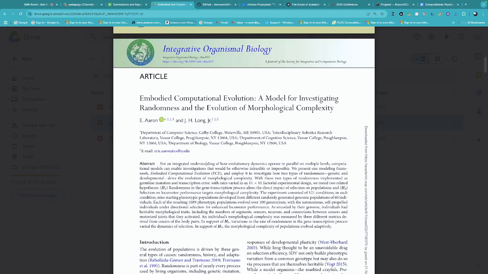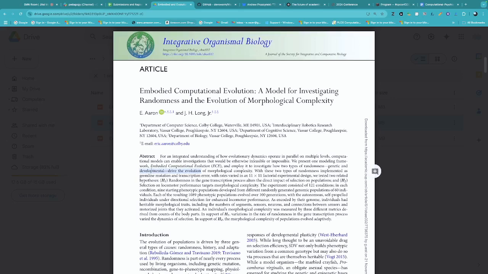So the abstract reads, for an integrated understanding of how evolutionary dynamics operate in parallel on multiple levels, computational models can enable investigations that would be otherwise infeasible or impossible. We present one modeling framework, embodied computational evolution, or ECE, and employ it to investigate how two types of randomness, genetic and developmental, drive the evolution of morphological complexity. So you have this genetic component and a developmental component.